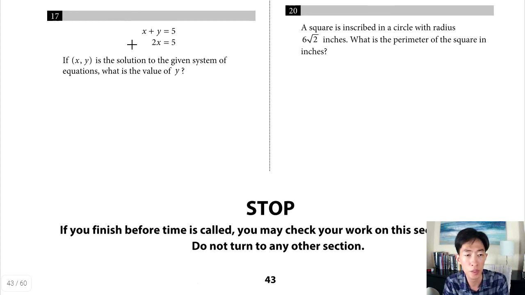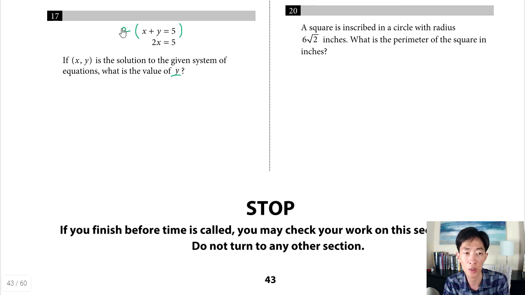Question 17, we've got 2 equations. It says if (x, y) is the solution to the given system of equations, what is the value of y? So whenever you have a system of equations on the SAT, generally elimination is going to work more often than substitution. So I'm going to multiply the first equation by 2 because what I realize is that, hey, I've got a 2x down here.